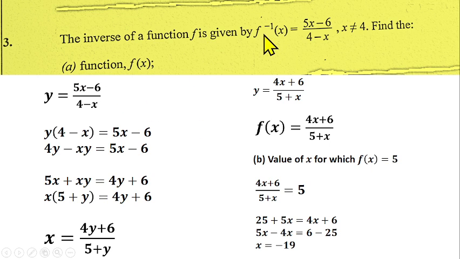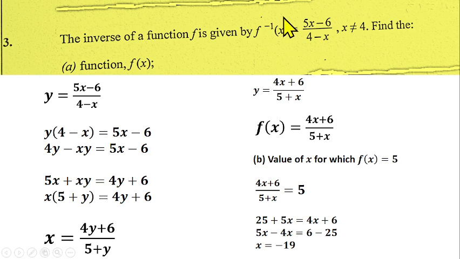So technically, we are given the inverse of a function, and we want to know the function itself, which is f of x. So they have found the inverse of this function to get this one. So knowing this one, I want us to get the function back. How do we do that?